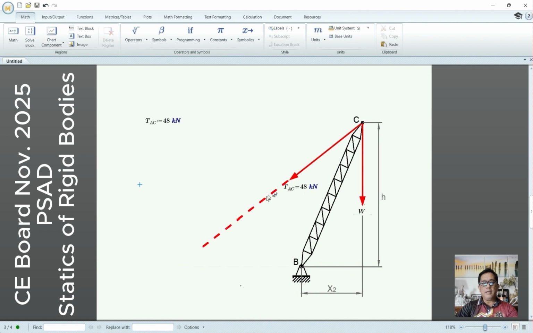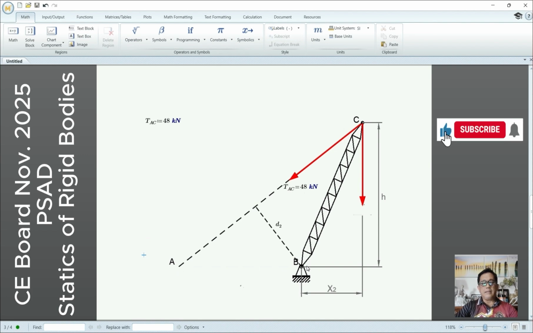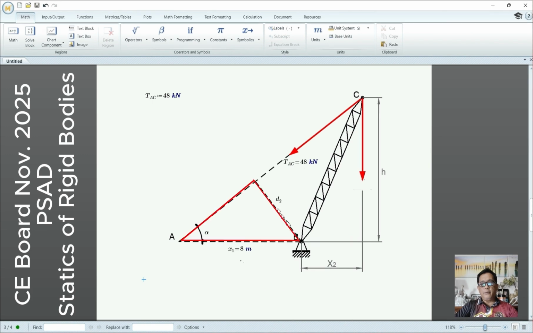After we project the line of action of T sub AC, we'll find the distance from point B to that line of action. This is the line of action of T sub AC going to point A. If we draw a line from point B perpendicular to the line of action of T sub AC, then this line is the moment arm of T sub AC when we are summing up moment at B. Let's call that distance d sub 2. Now we know that A to B is x sub 1, equal to 8 meters, and we already have this angle alpha here. So this is angle alpha and this is x sub 1.